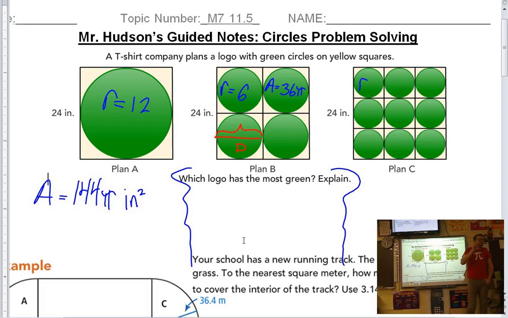But that's each circle. What do all 4 circles here have together? We would have 144.